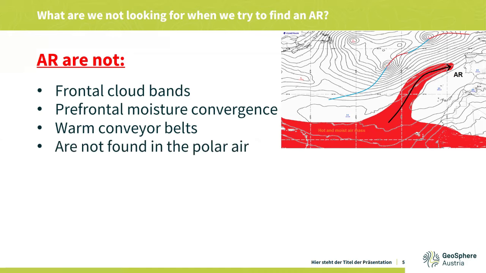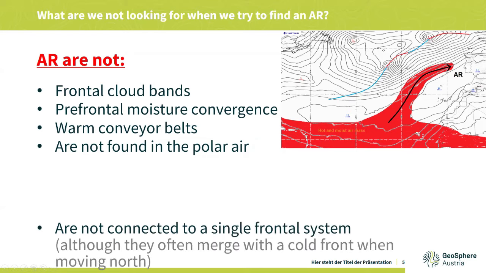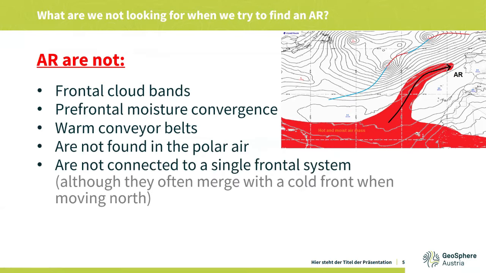So they are not found in the polar air. Here's the polar air behind, in the north of the polar front. Here's the polar front. It's always found in the tropical air mass. And as I already said, they are not connected to a single frontal system. They are going along several frontal systems.